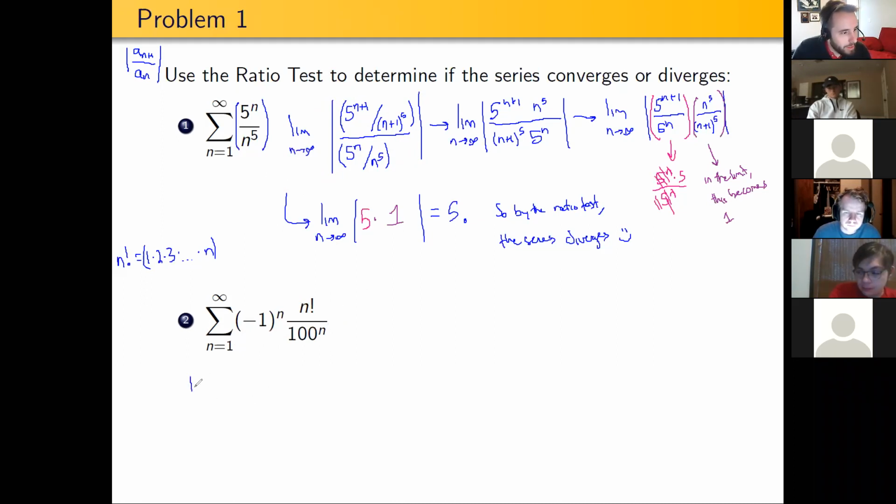What we have to do is set up a limit as n goes to infinity. We'll have these absolute value signs, and we need the nth term in the denominator. So that's a -1 to the n. That's an n factorial. And that is a 100 raised to the n. Right? And then that's going to be over the n plus 1th term. So that's going to be -1 to the n plus 1 times n plus 1 factorial divided by 100 to the n plus 1.